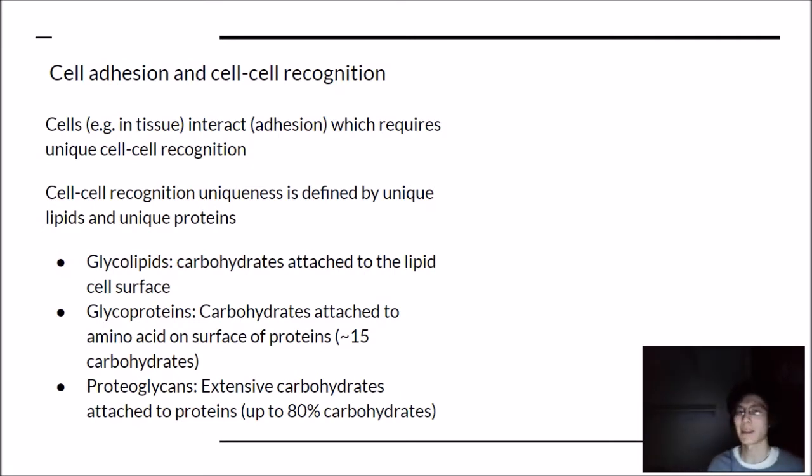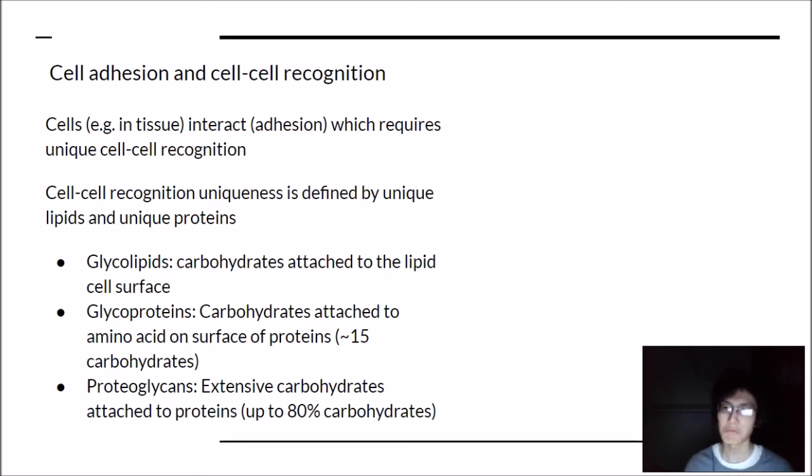But cell-cell recognition uniqueness is often defined by unique lipids and unique proteins. So one thing that we often talk about is this idea of glycolipids. You might have heard this term being thrown around sometime in the past. Glycolipids, as the name suggests, are simply carbohydrates that are attached to the lipid on the cell surface.